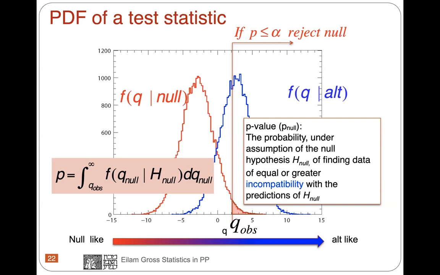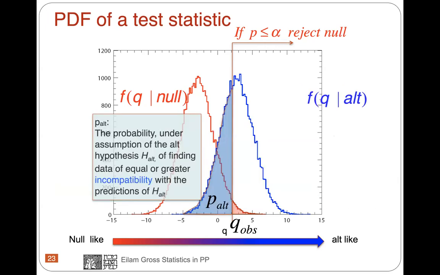Now, hopefully this is very, very low, because normally if my null hypothesis is true, I expect that most experiments will give me results which are compatible with the null hypothesis. Only a few give us results which are incompatible with the null hypothesis, under the assumption the null hypothesis is true. If I look now at the blue area here, what is this? Given this q observed, this is the probability that the alternative hypothesis is true, but it gives us a result which is more compatible in the direction of the null hypothesis. So this is called the p-value of the alternative hypothesis.